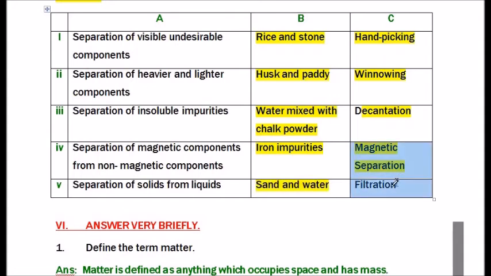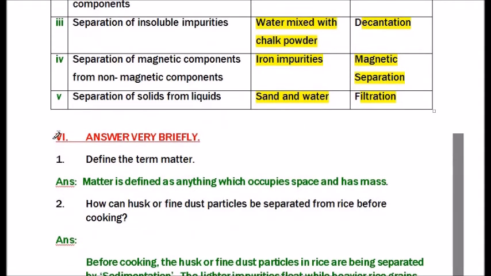Roman number 6, answer very briefly. Question number 1. Define the term matter.